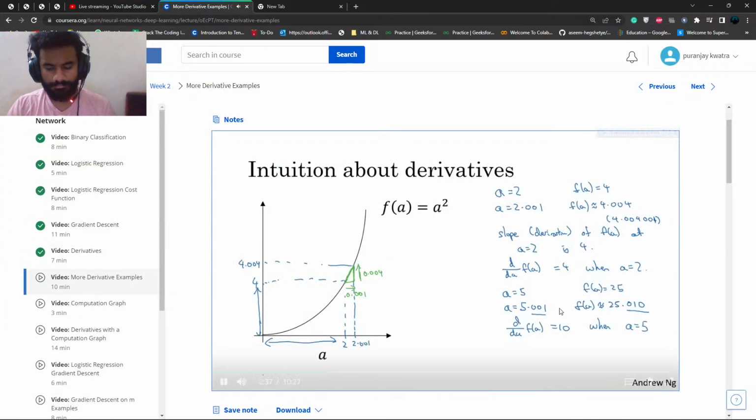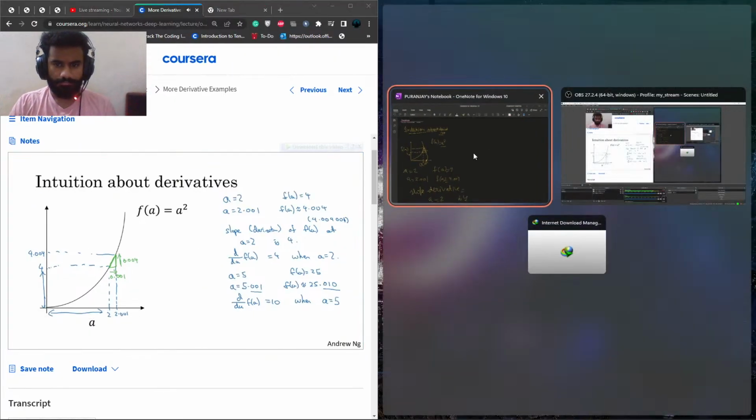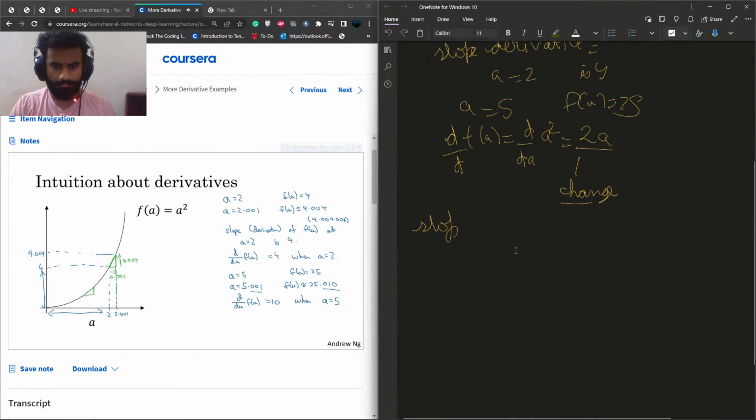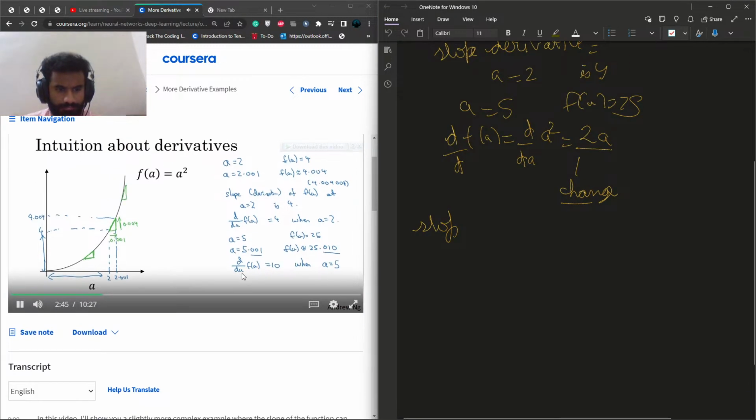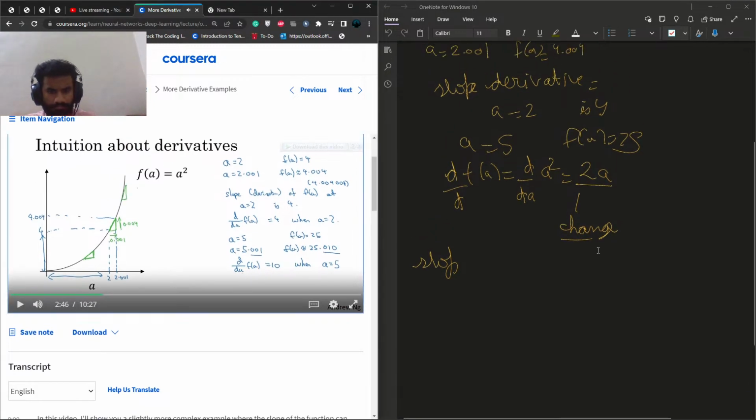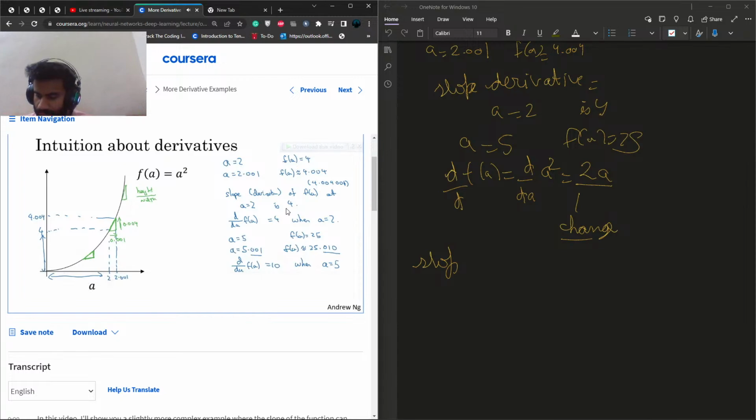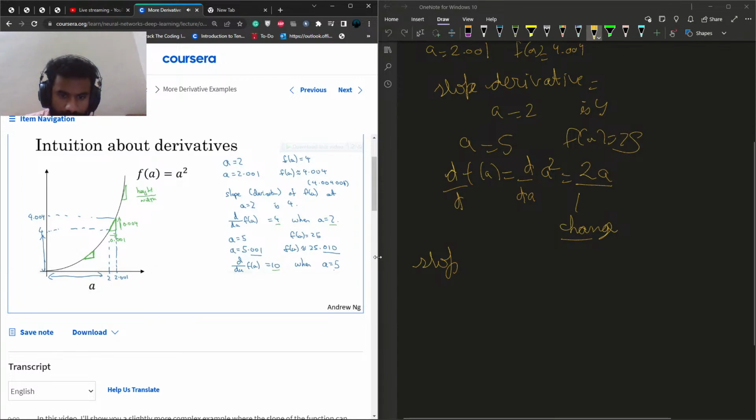So one way to see why the derivative is different at different points is that if you draw that little triangle at different locations on this curve, you see that the ratio of the height of the triangle over the width of the triangle is very different at different points. So here, the slope is equal to 4 when a is equal to 2, but is equal to 10 when a is equal to 5.